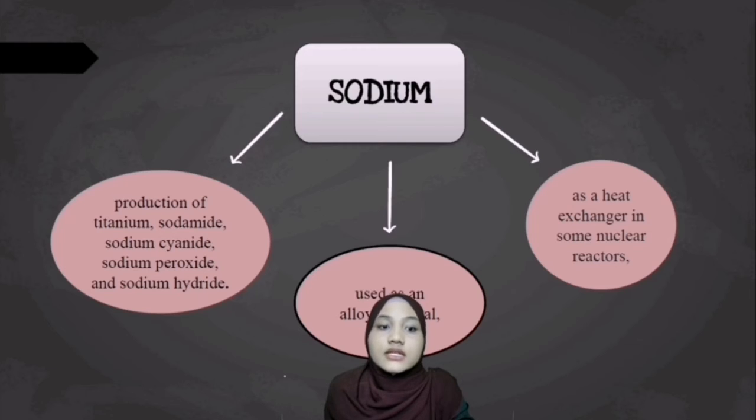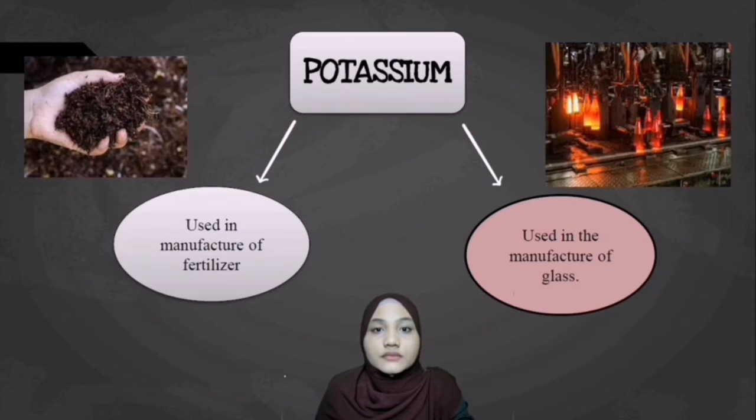Next element is sodium. Sodium is used in the production of titanium, sodamide, sodium cyanide, sodium peroxide, and sodium hydride. Sodium is also used as an alloying metal, and as a heat exchanger in some nuclear reactors.